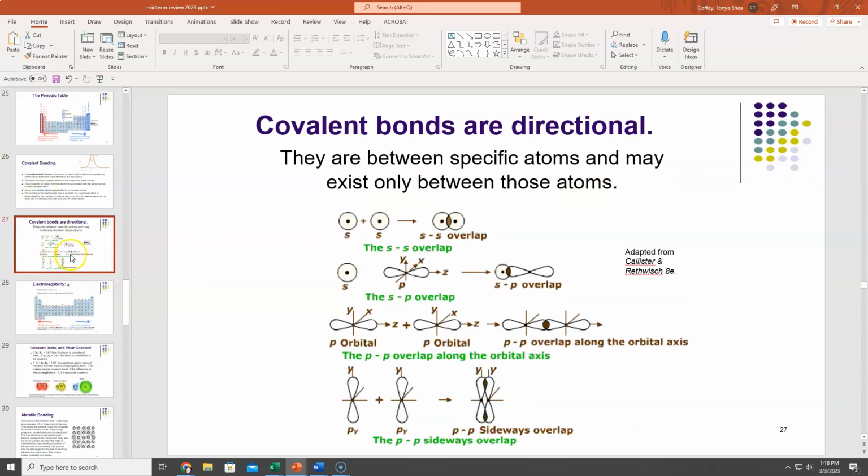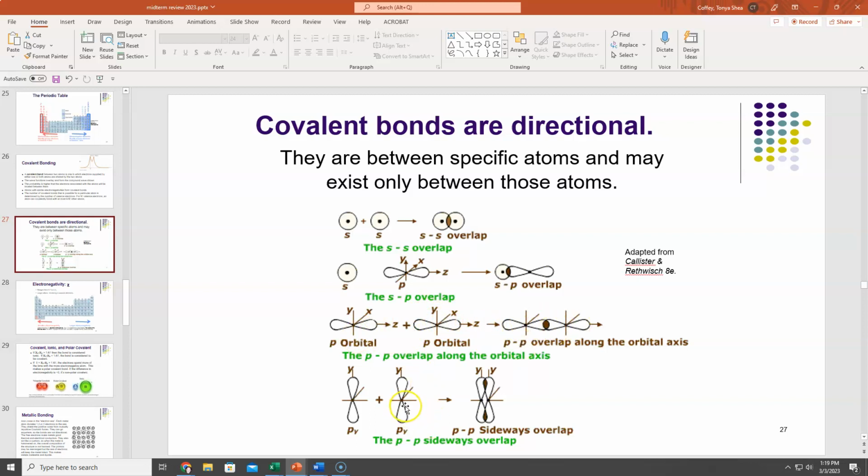Covalent bonds are directional. They exist between specific atoms and only between those atoms. And so you have, for example, s orbitals overlapping. It's a very directional dependence there. Or s and p orbitals interacting. So it's along the center to center. You can have p orbitals, which make these, of course, figure 8s that connect like that, center to center.